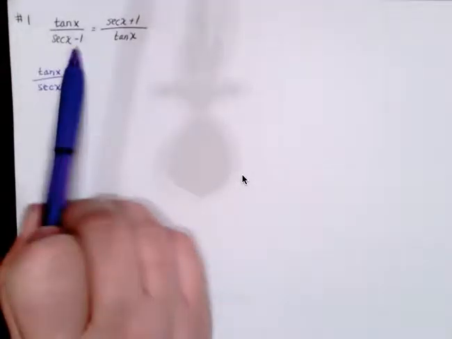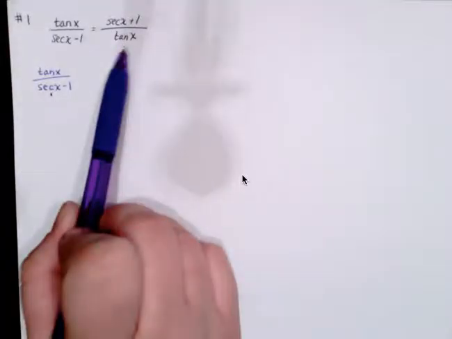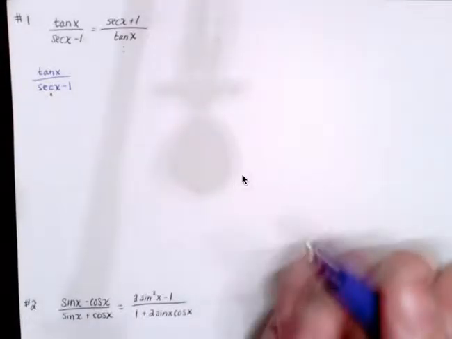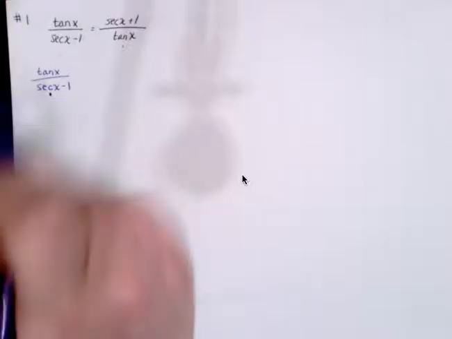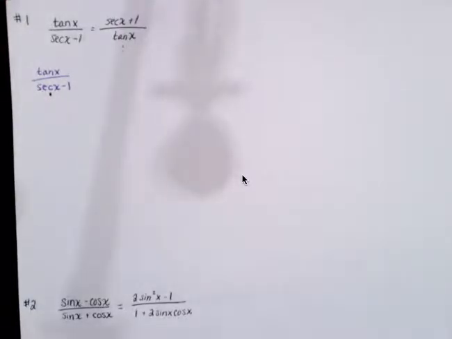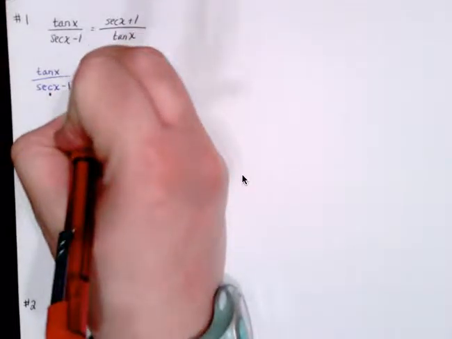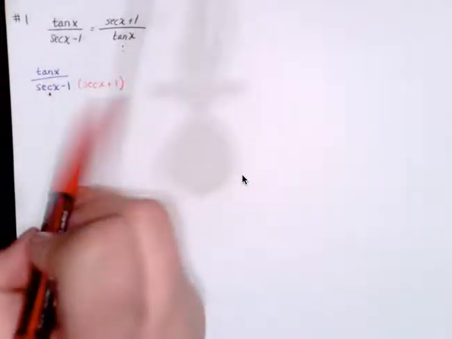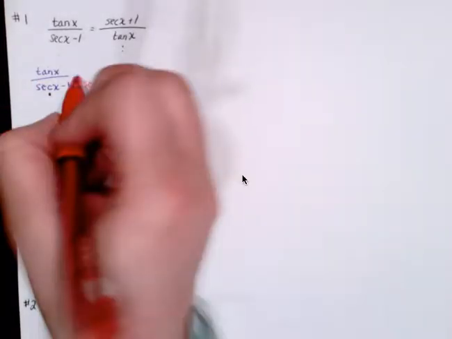Remember, we want to get this bottom to be equal to tangent. Well, the only way I can change secant to tangent is if it's secant squared somehow. So I've got to think, what can I multiply this by to get secant squared? Well, remember, we talked about multiplying by the conjugate. So that would be secant of x plus 1. Your middle terms are going to get canceled out, so then you'll get a secant squared and then a plus 1 or a minus 1.